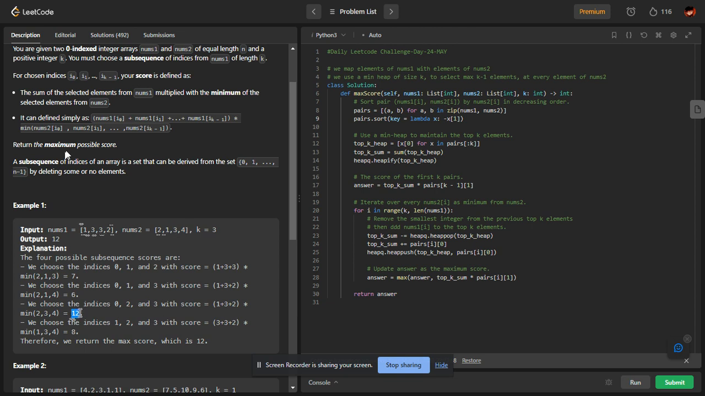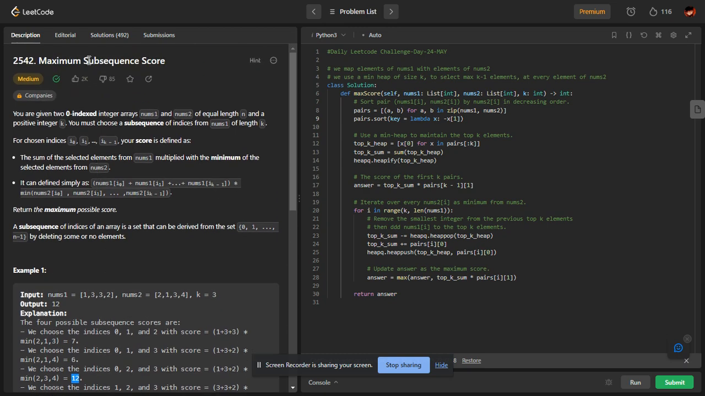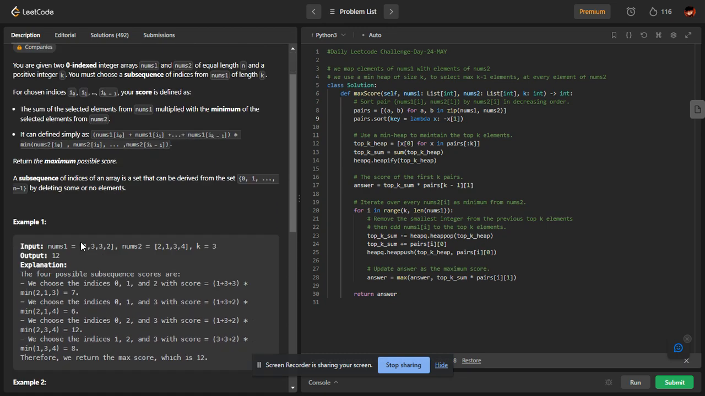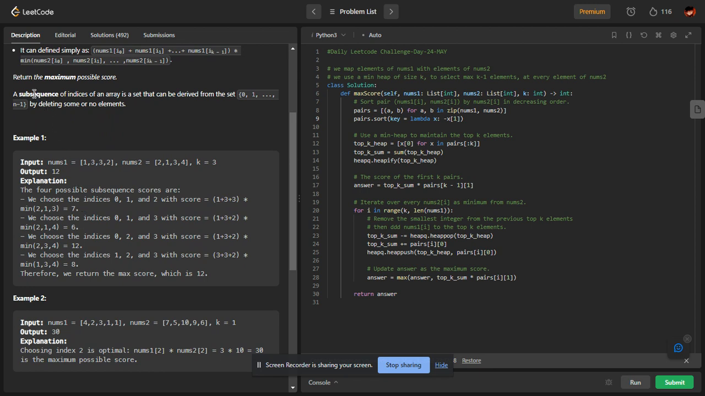So I have to find a way to do this for all such possible indexes. That's why they're saying subsequence. That's why they have used the word subsequence. They've given the definition also: a subsequence of indices of an array is a set that can be derived from 0 to n.